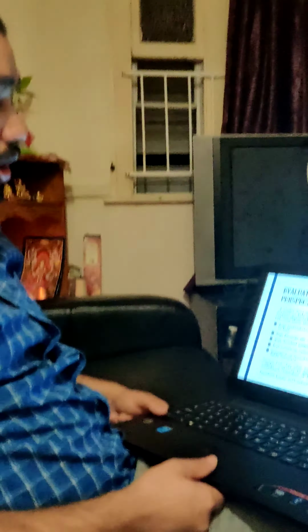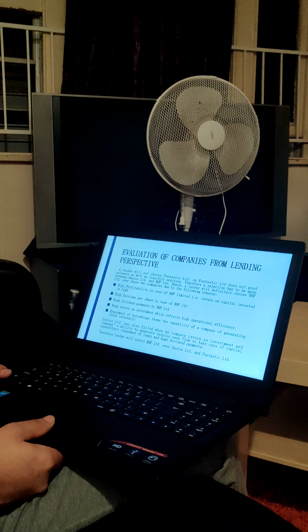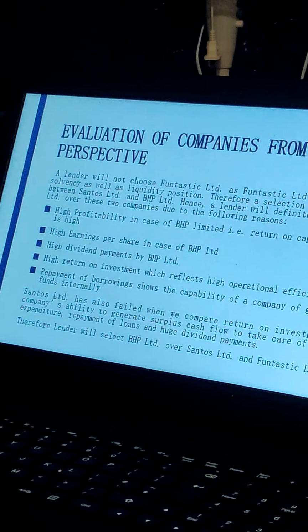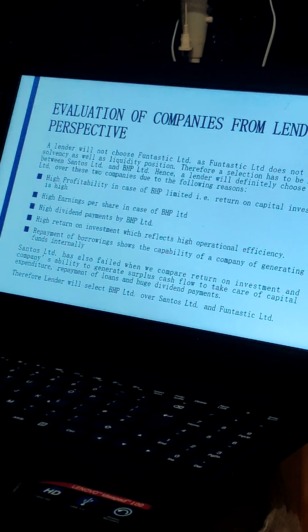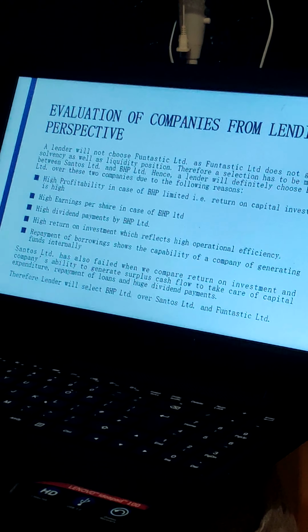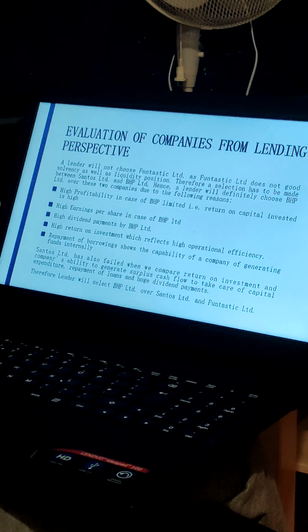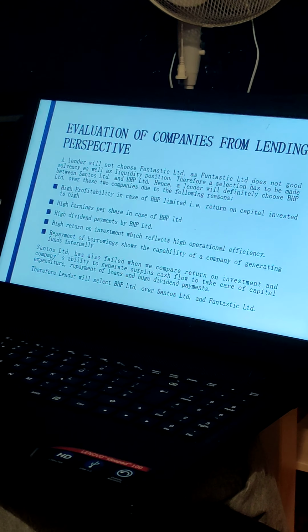There are different reasons why we should choose BSP Limited over the other companies. It is because of the high profitability, and the return on capital investment was high. It also has high earnings per share. It has high dividend payments and a high return on investment, which reflects high operational efficiency. The repayment of borrowing shows the capability of the company to generate funds internally.